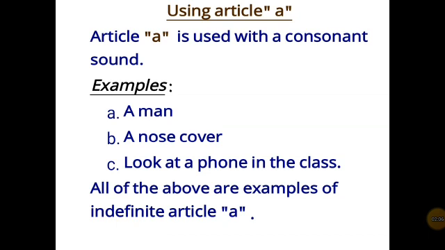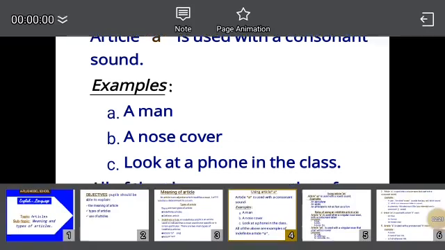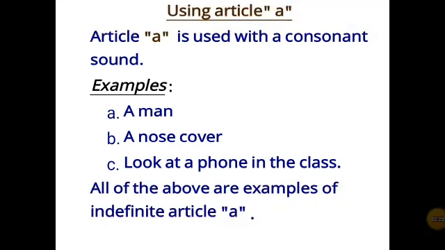Article A is used with a consonant sound or letters. Now, what are consonants? There are 21 consonants in English language alphabet. We have 26 alphabets in English language, but there are 21 letters in that alphabet that are consonants. So these consonants are used with article A.